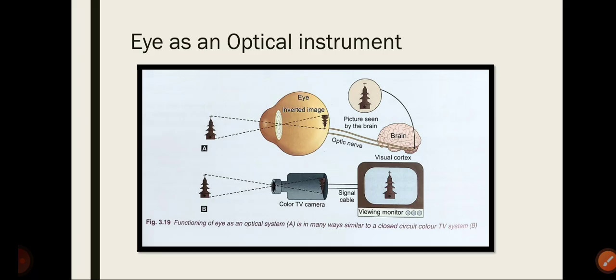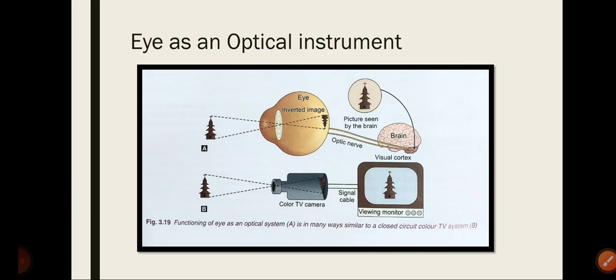First, the eye acts as an optical instrument. The eye is an optical instrument that can be compared to a camera, where the eyelids act as the shutter of the camera. The cornea and crystalline lens act as the focusing system, the lens of the camera.